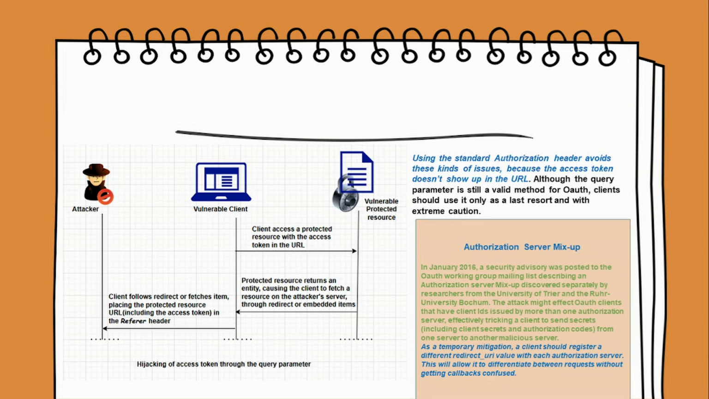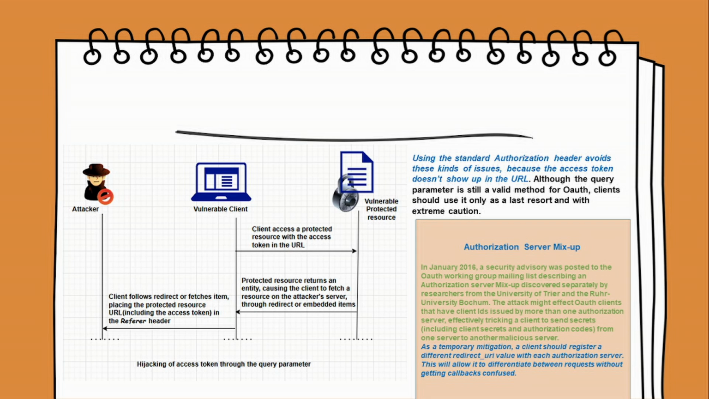Correct. So I think there is something mentioned here: in January 2016, a security advisory was posted to the OAuth working group mailing list describing an authorization server mix-up discovered separately by researchers from the University of Trier and the Ruhr University Bochum. The attack might affect OAuth clients that have client IDs issued by more than one authorization server, effectively tricking a client into sending secrets from one server to another malicious server.